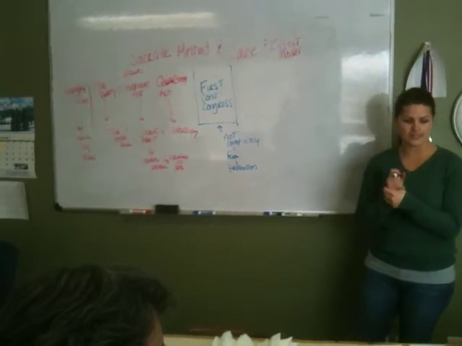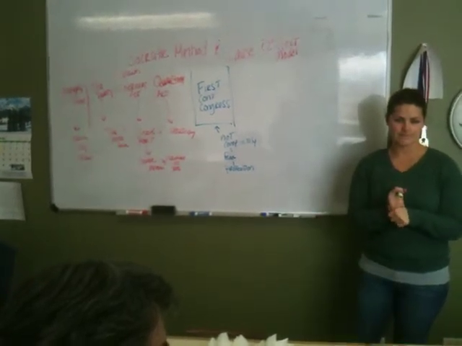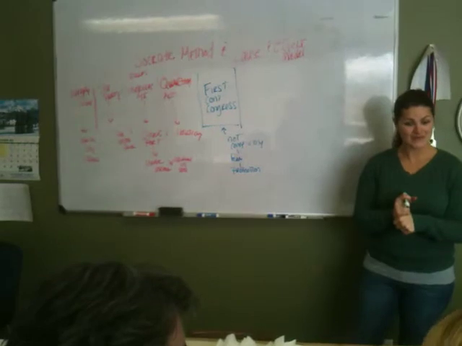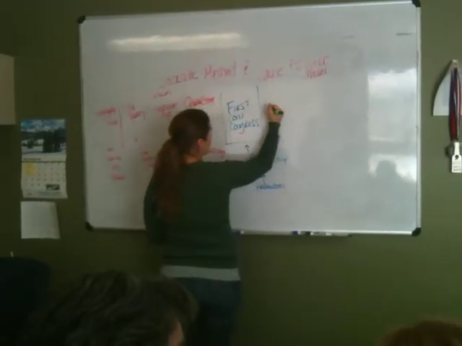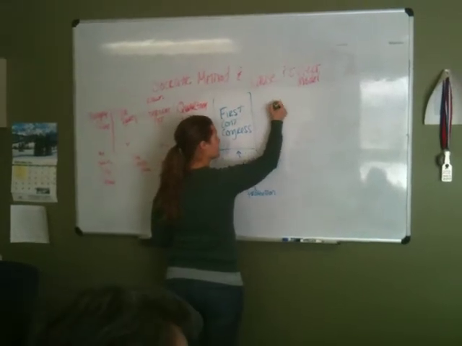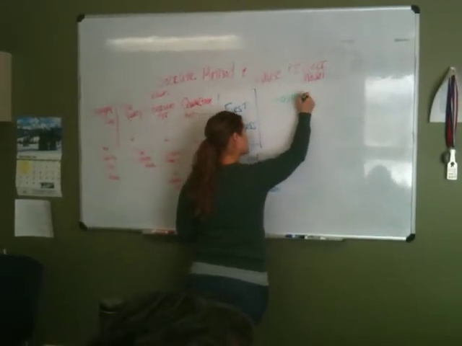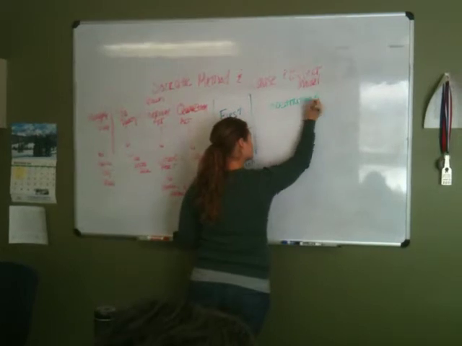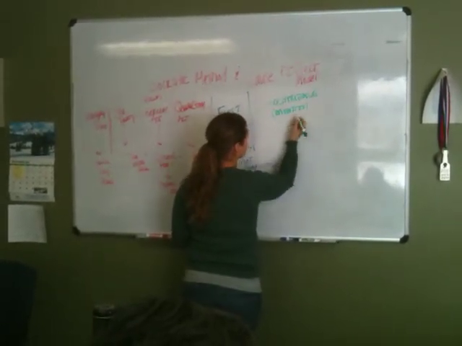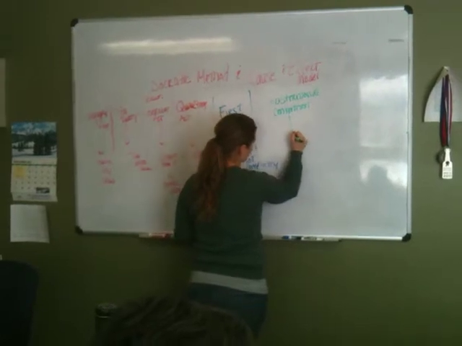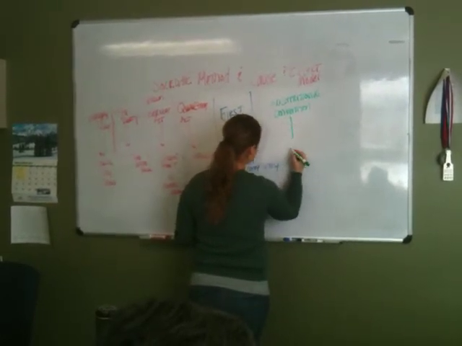So what were some of the ideas they came up with? The Constitutional Convention? Yes, the Constitutional Convention was one effect of the First Continental Congress. What was the Constitutional Convention? It was to help revise the Articles of the Confederation.